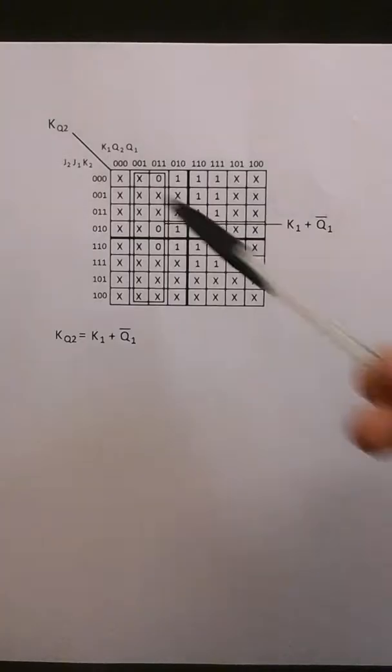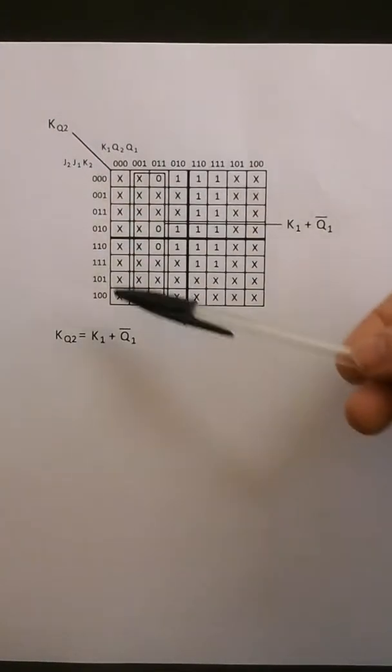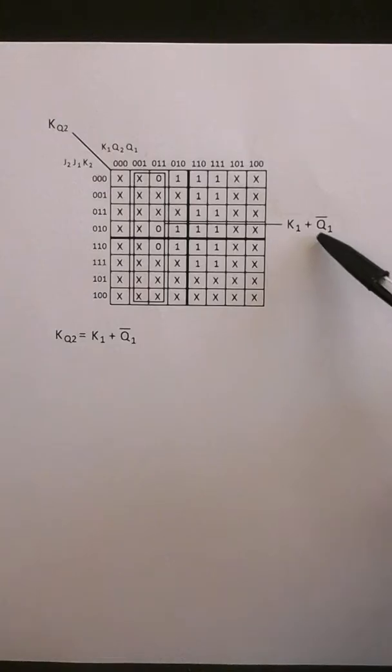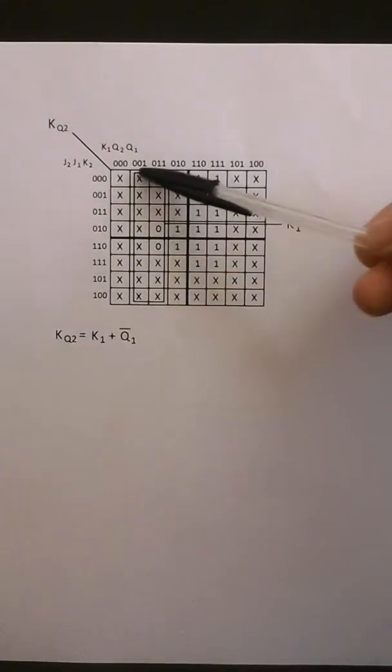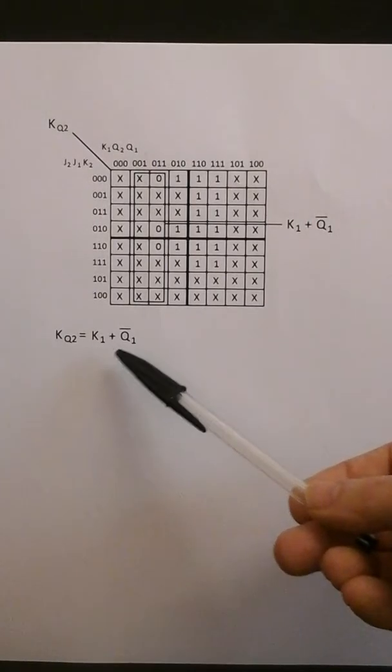This is the Karnaugh map for KQ2. This is a product of sums expression. In this case there's only one sum term, which is K1 and not Q1, and you're looping the zeros in the loop. So KQ2 equals K1 or not Q1.